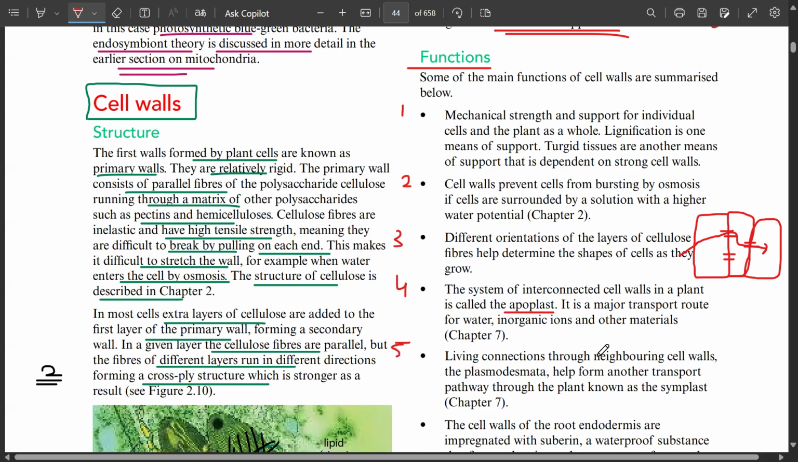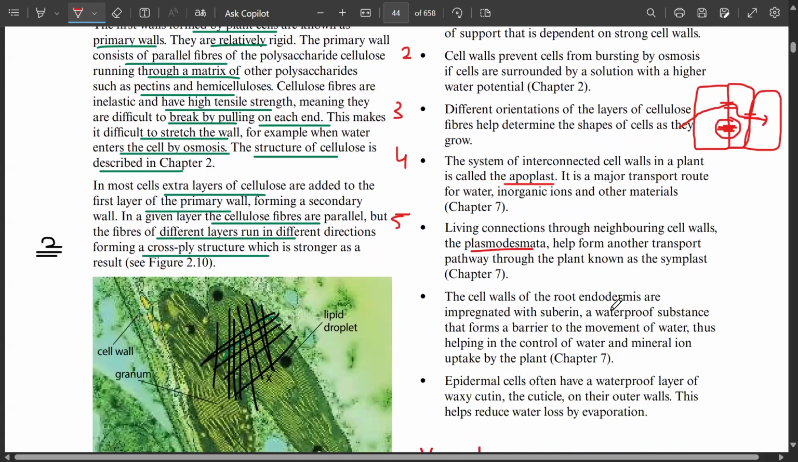Living connections through neighboring cell walls, for example the plasmodesmata, these pores, which hold the two cell walls together, help form another transport pathway through the plant known as the symplast. The cell walls of the root endodermis are impregnated with suberin, a waterproof substance that forms a barrier to the movement of water, thus helping in the control of water and mineral ion uptake by the plant. Got it?